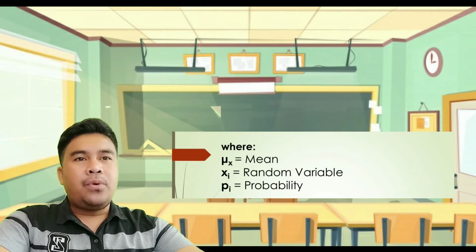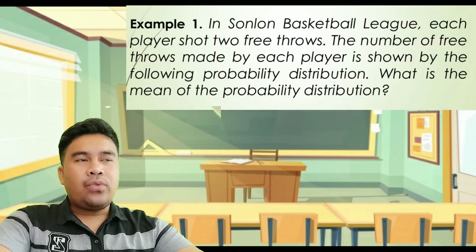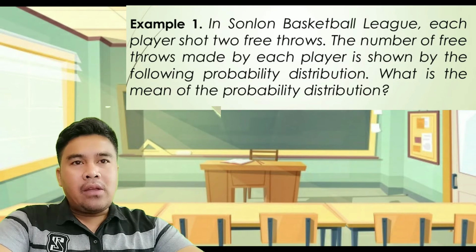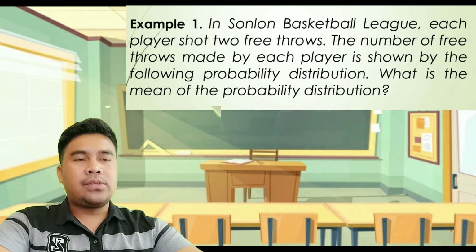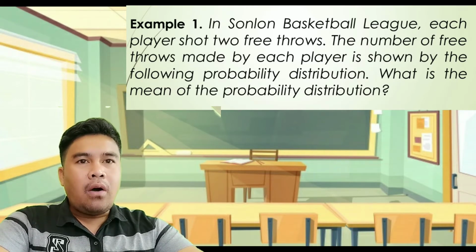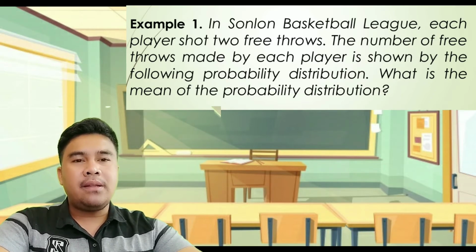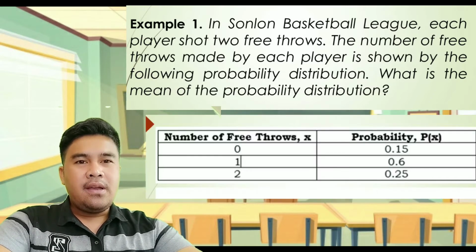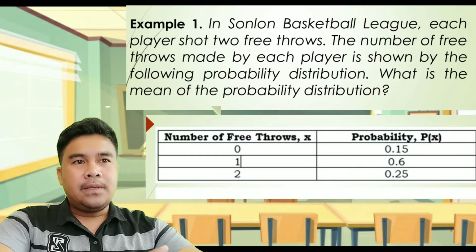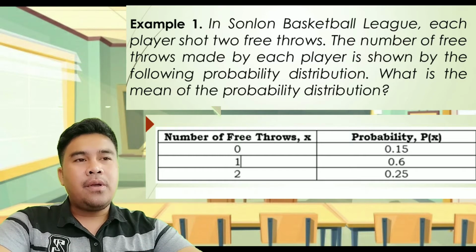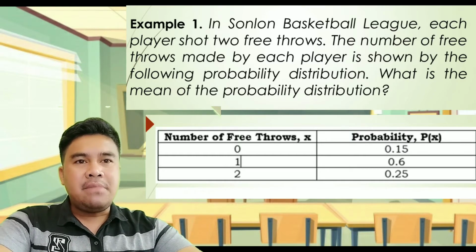For example number 1, this is the situation. In the Sunlun Basketball League, each player shot 2 free throws. The number of free throws made by each player is shown by the following probability distribution, which is an example of a tabular form. What is the mean of the probability distribution?